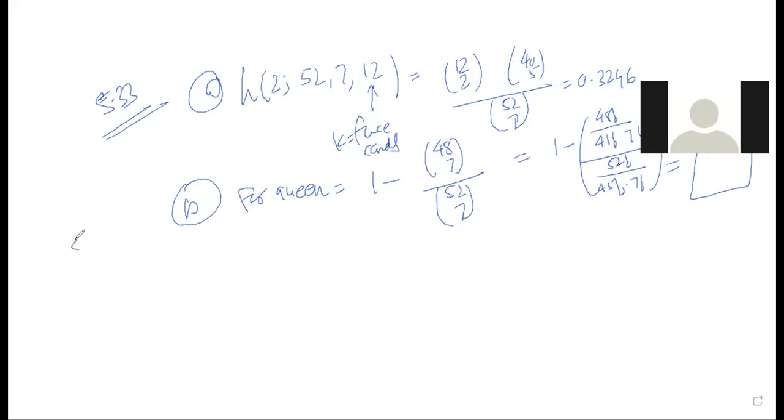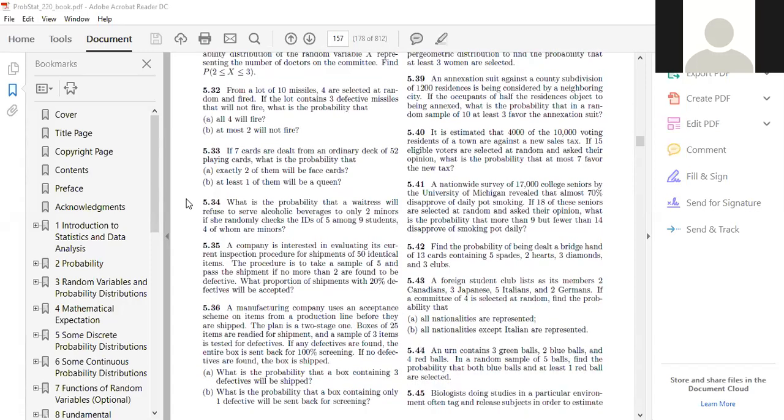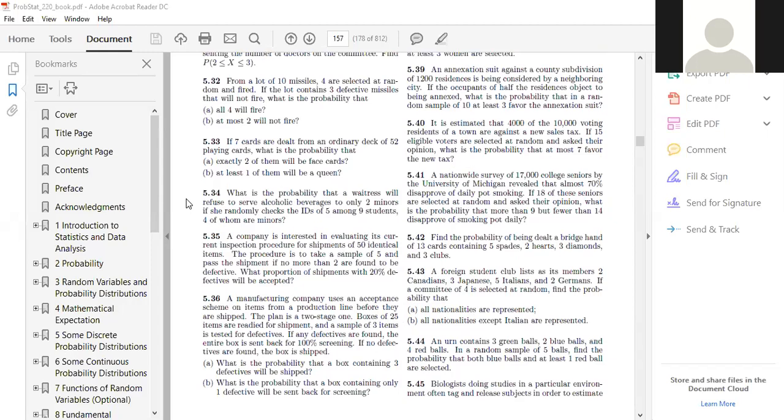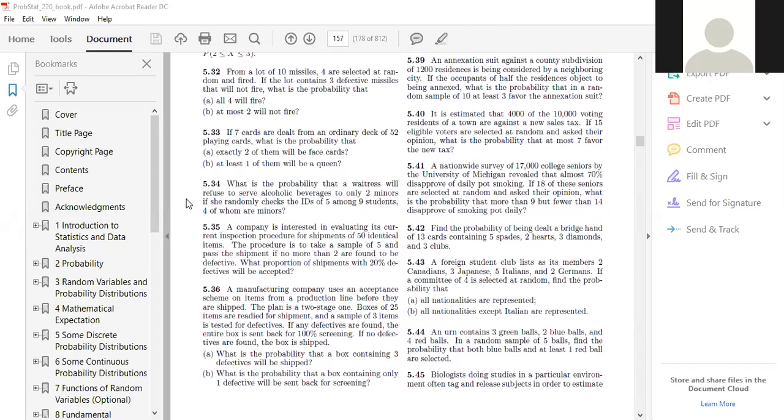Then I would like to go for example 5.35. So let me again stop sharing and share my book. 5.35 is like this, a nice example again. 5.35 and 5.36, and we'll stop. We are going to take these two examples together, 5.35 and 5.36.